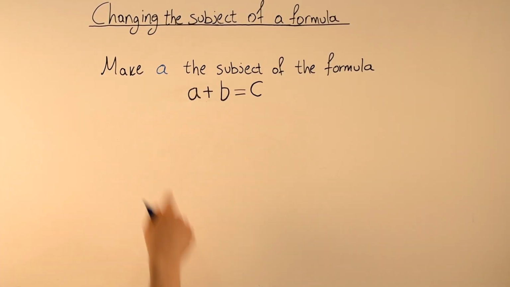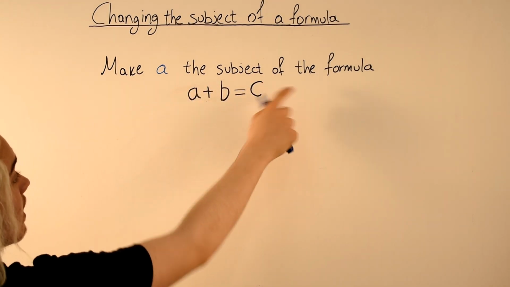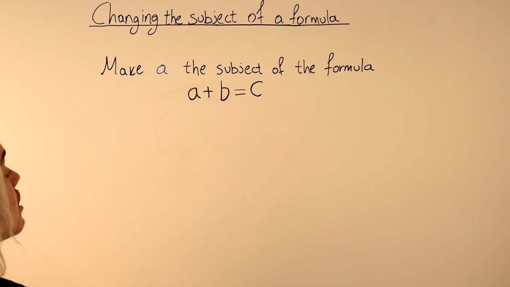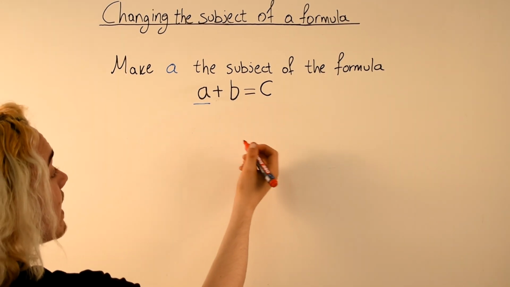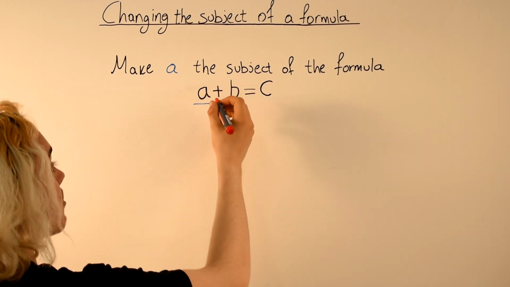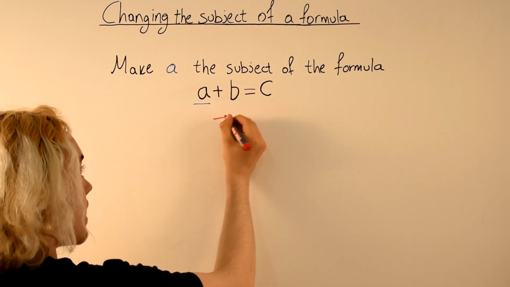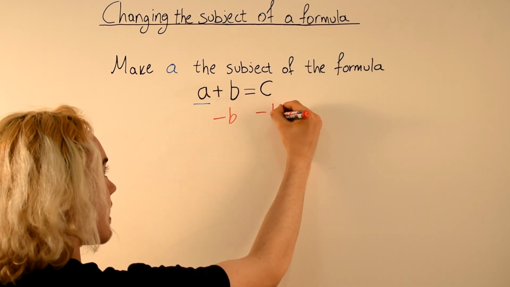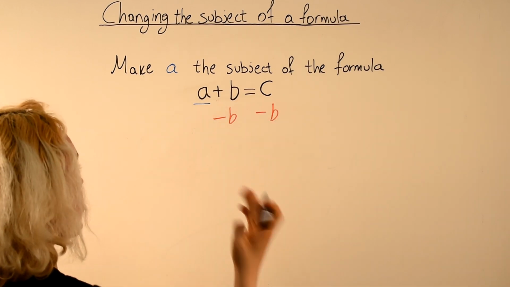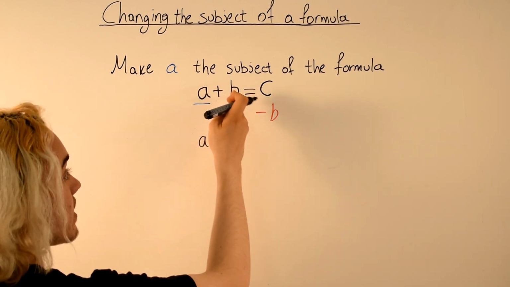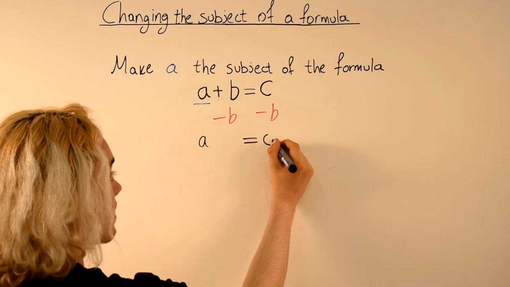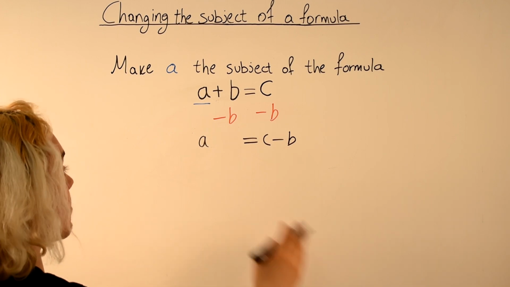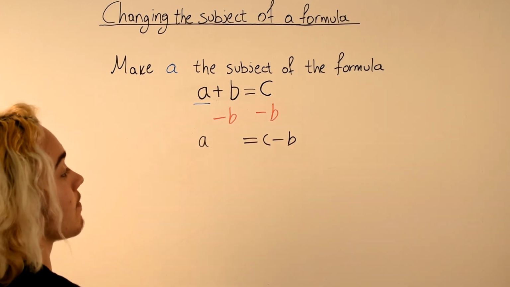Okay then, to start, we're going to make A the subject of the formula A plus B equals C. To do so, we will have to get A on its own on the left. This means you'll have to move B to the other side. Now you may notice B is a positive, so we'll subtract it from both sides. A minus B here and a minus B here. Our new formula shall be A plus B minus B, which cancels out, leaving nothing, equals C minus B. So our final answer would be A equals C minus B.